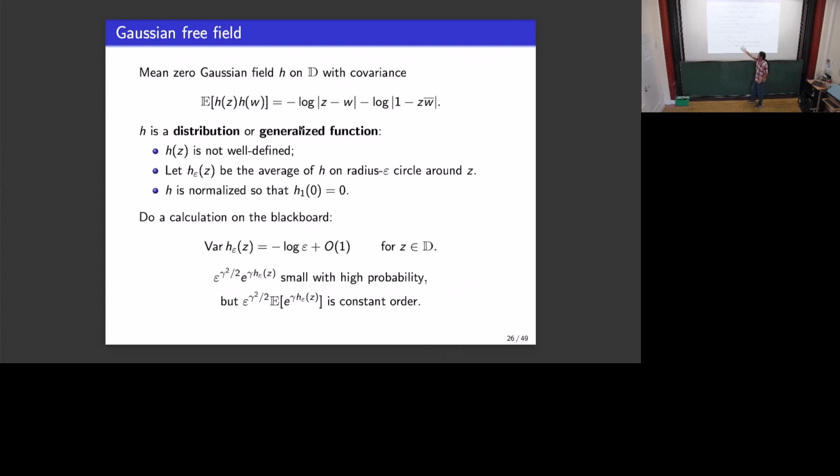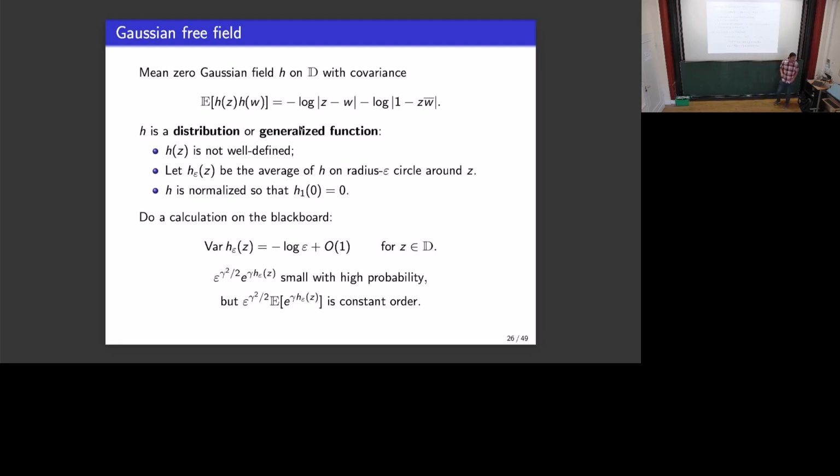We had this statement that the circle average of H_epsilon has variance like log of 1 over epsilon. When that happens, the typical value is like the standard deviation, so H_epsilon tends to be of order square root of log 1 over epsilon. So most of the time, this quantity, e to the gamma H_epsilon(z), is not going to be big enough to offset epsilon to the gamma squared over 2 being really small. Most of the time, this is just going to be very close to 0. Once epsilon is small, this quantity is small with high probability.